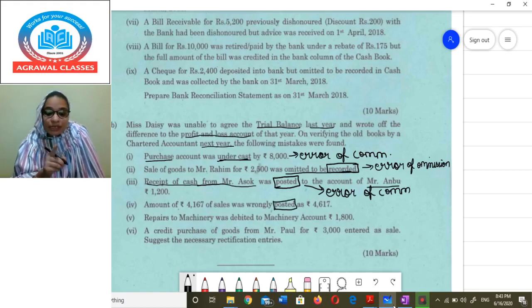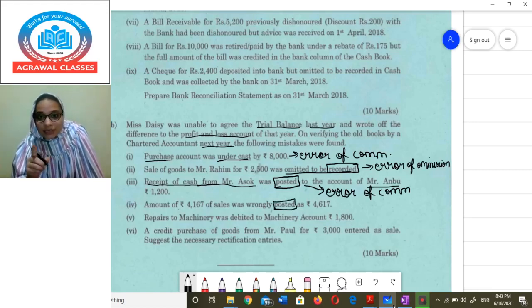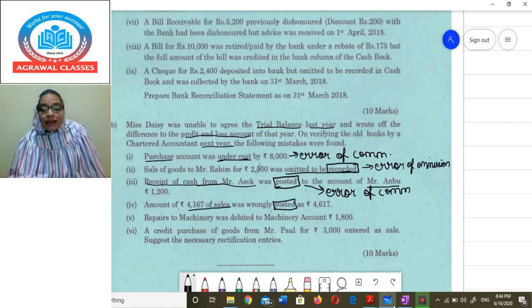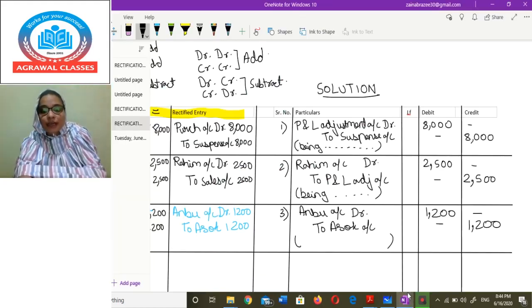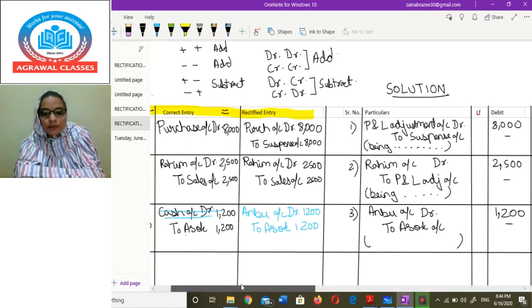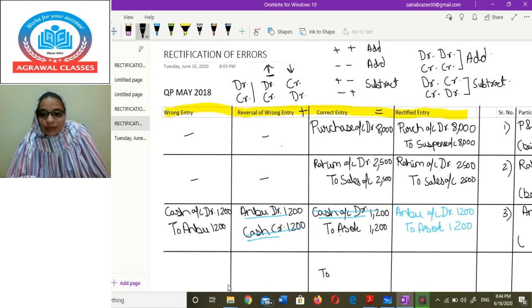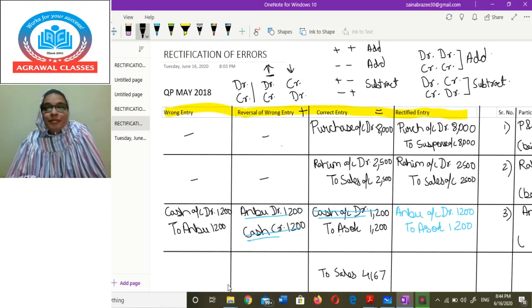See, such type of entry, 4167 of sales. They are clearly mentioning that the error has happened in the sales account. Amount of 4167 of sales, that means sales should have been credited by 4167. सेल्स को क्रेडिट करना था 4167 से. अब आप पूछोगे मैम डेबिट किसको करें?